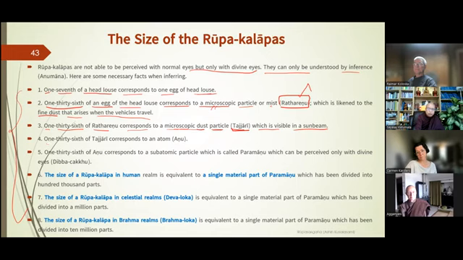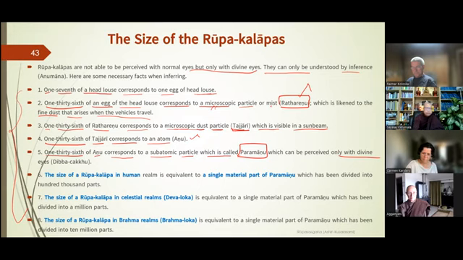And again, one thirty-sixth of Tajjari corresponds to Anu, an atom. Atom, anu. And one thirty-sixth of an anu corresponds to a subatomic particle, which is called Paramanu in Pali, which can be perceived only with divine eyes. So we cannot see it anymore. The atom too, maybe only with a big microscope.